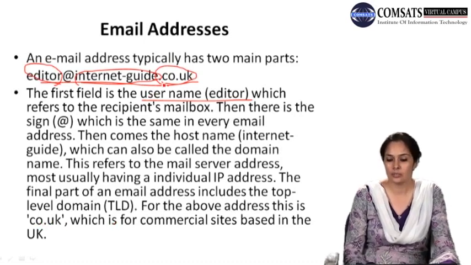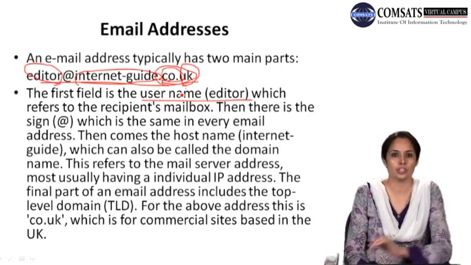There can be countless domains all over the internet. You can make as many email addresses on different domains as possible. Ek domain par different emails banane ke liye you need different usernames. For example, some people have 3 Hotmail email addresses, that too with different domain names. For the above address, this is co.uk, which is for commercial sites based in the United Kingdom. Or UK, jo hai wo end mein aata hai, mostly countries ke naam aur initials end mein hote hain.